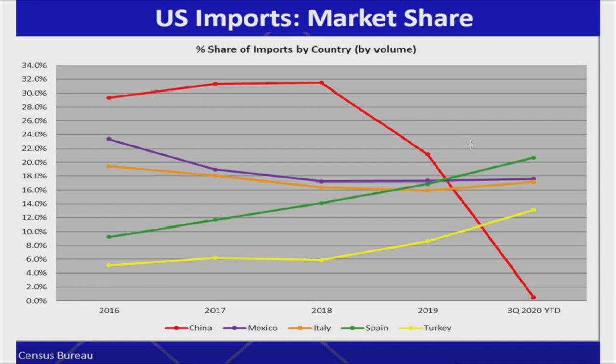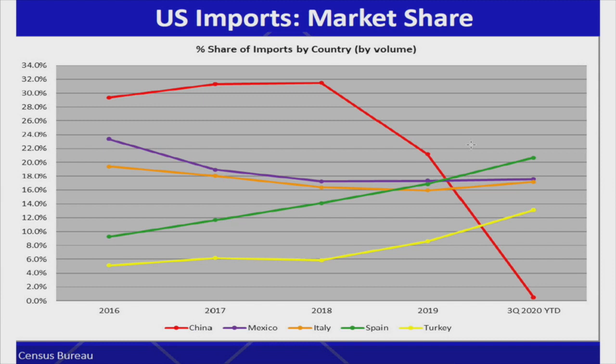Here's a good example of the consumption in terms of imports, or at least what was imported into the U.S. from other countries. Look here, you can see China. You notice at one point in 2018, almost 32% of the imports was from China, and now they're down to less than 1%. Here you can see Spain has continued to rise, and Spain, Turkey, Mexico and the U.S. are increasing because of making up the slack for that.